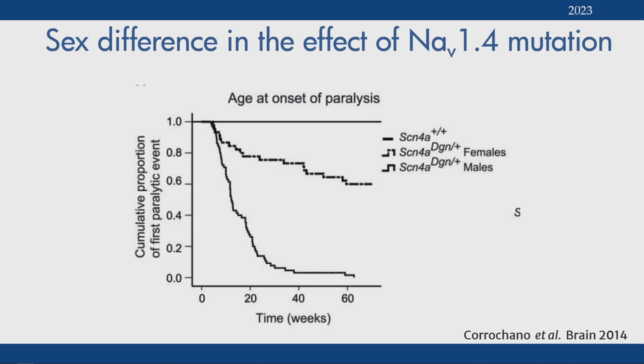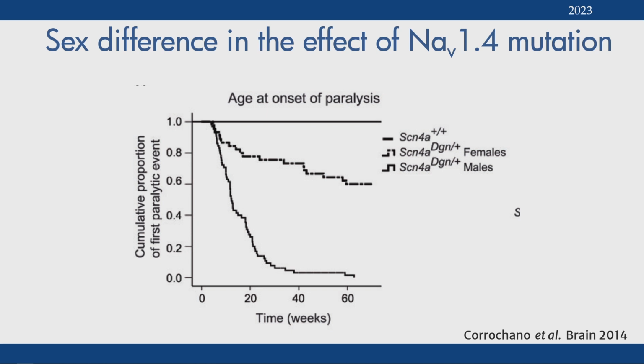So this is a model of hyper-PP that isn't as common. There's a couple of patients that we have with the mutation. It's an I582V. But with the mouse model of it, what you can see is there's a clear sex difference in the penetrance of these paralytic episodes. So these are episodes of hind limb dragging that the mice have. You can see that at 60 weeks, essentially all of the males have had an episode of hind limb dragging, whereas only just under half of the females have.